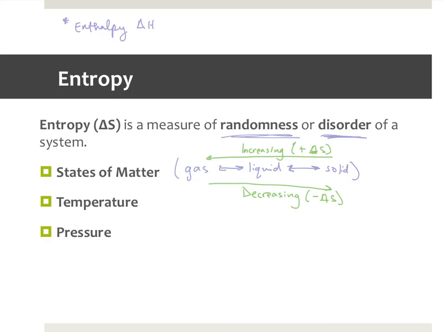Temperature now is the same thing. If temperature goes up, so does entropy. The hotter it is, the more randomness will occur. So if particles get hot, they move around a lot. Same thing with pressure. High pressure leads to higher entropy.